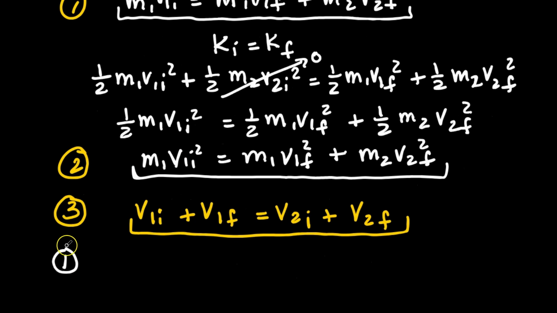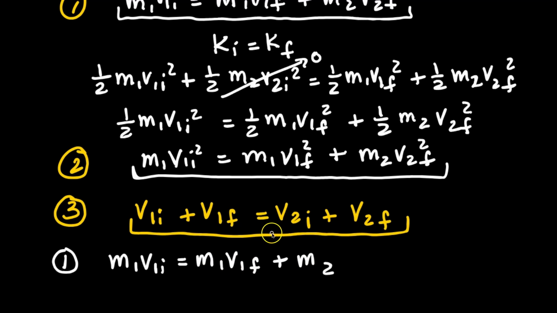First, we're going to plug in equation 3 into equation 1. So equation 1 is m1 v1 initial equal to m1 v1 final plus m2 v2 final. Now, instead of writing in v2 final, we're going to plug in v1 initial plus v1 final. Remember that v2 initial is going to be 0.